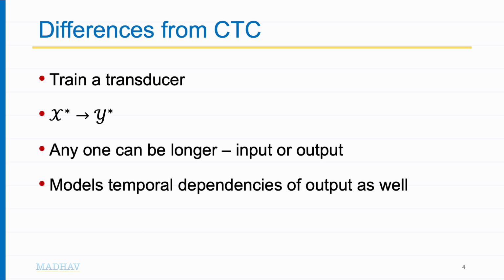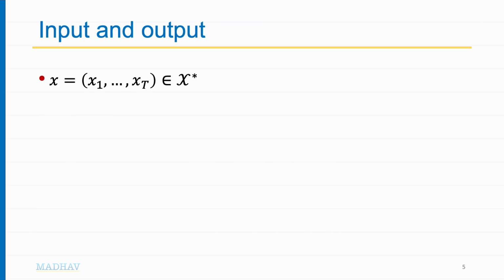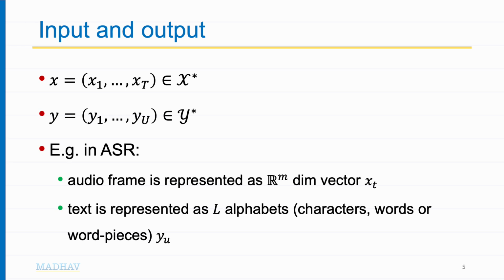So basically, input can be of any length, output can be of any length, and we are also modeling the output dependencies, meaning the output dependency of, let's say, yt on yt minus 1, yt minus 2, etc. Like a language model, meaning modeling the syntax of the language. Now, we discussed some mathematical notation.